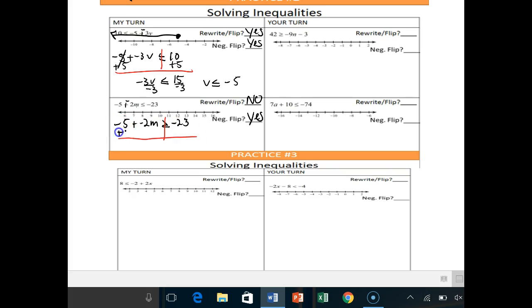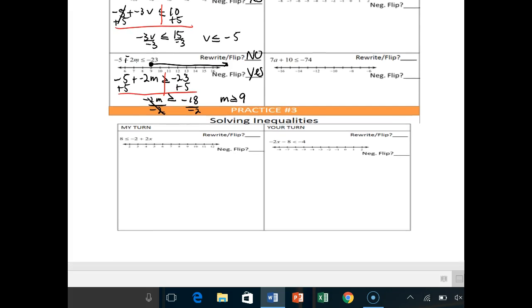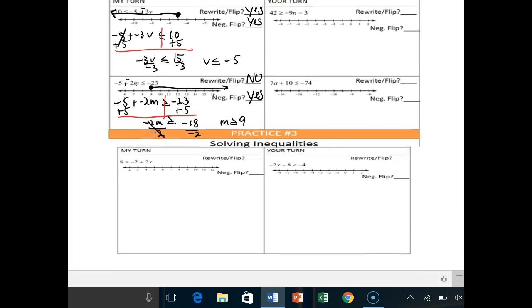So again, I add 5 to both sides. I get negative 2m is greater than or equal to, I already flipped my sign because of this negative, negative 23 plus 5 is negative 18. Divide by negative 2, divide by negative 2, and m is greater than or equal to 9. So I already flipped my sign for this negative flip right off the bat when I rewrote it. So I'm looking at 9 with a closed circle. The line means closed circle, pointed to the right. So many things to keep track of. But I know you guys can do it. I'd pause right now and try and do the your turn problems.